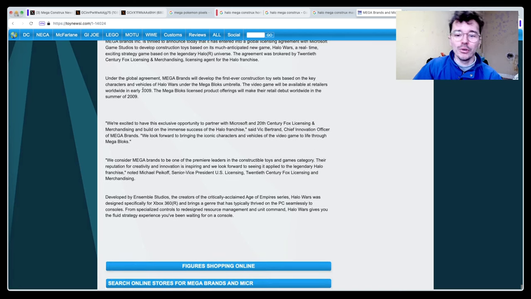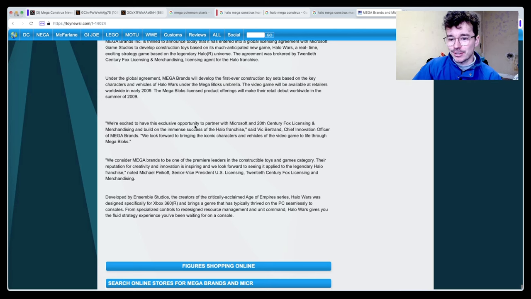Interesting. Under the global agreement, Mega Brands will develop the first ever construction toy sets based on the key characters and vehicles of Halo Wars under the Mega Bloks umbrella. The video game will be available at retailers worldwide in early 2009. The Mega Bloks licensed product offerings will make their retail debut worldwide in the summer of 2009.